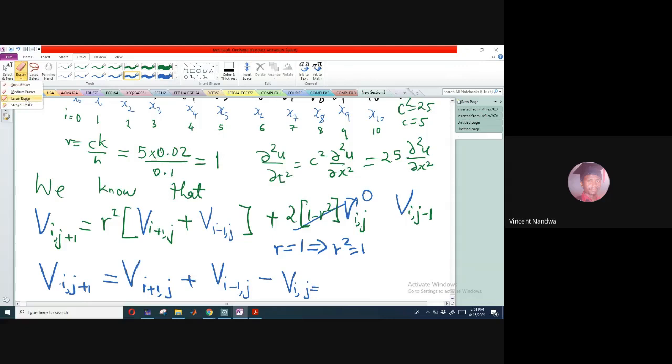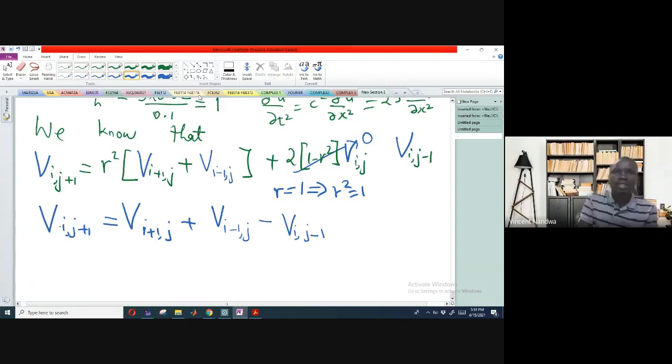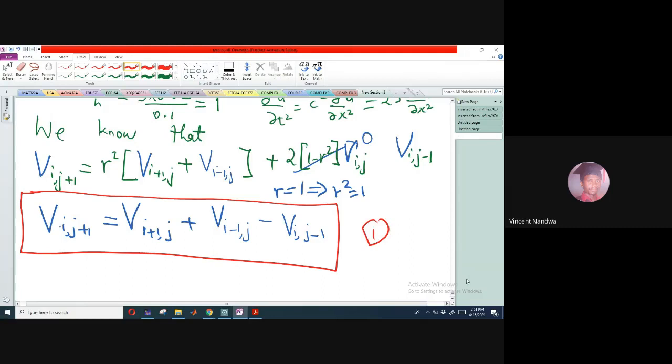So this is the first thing that you need to remember: the general equation, then get the value of R, replace it into the equation, and then get the scheme that you are going to use to find the values in the equation. So let's call this one 1. This is the equation that we will be having.